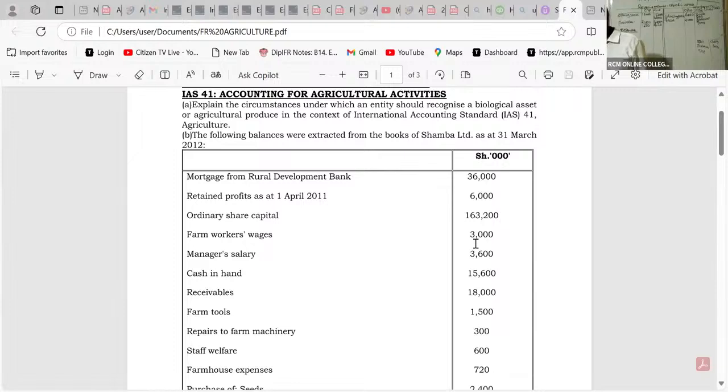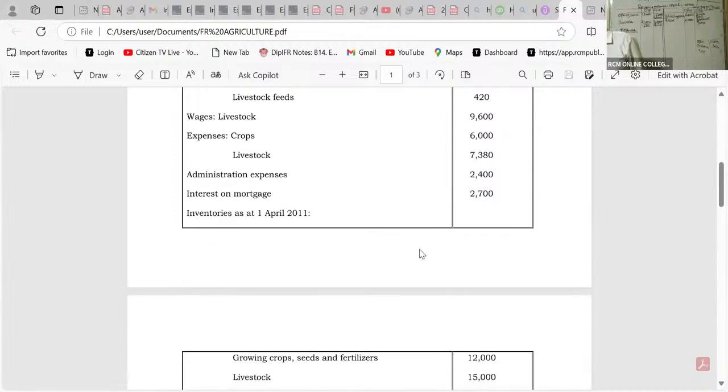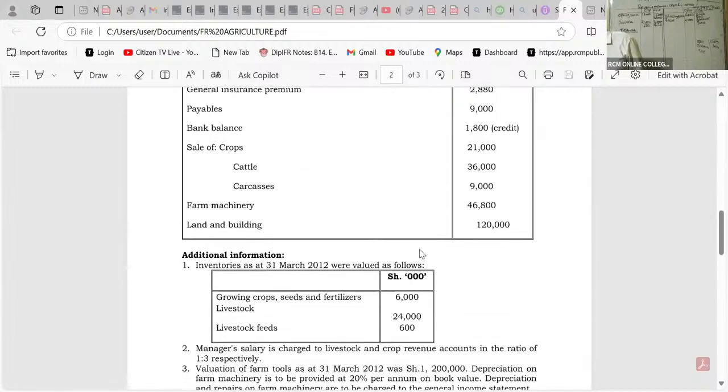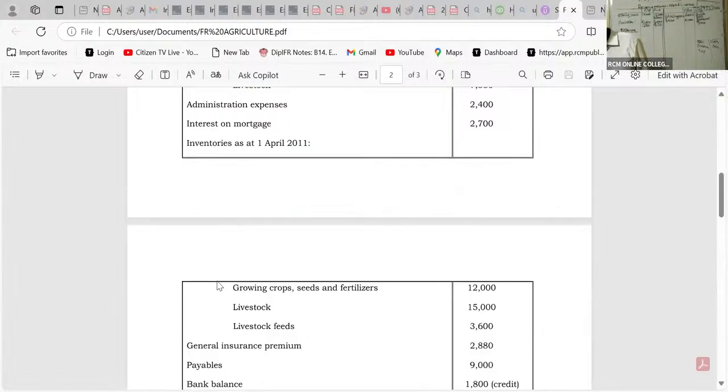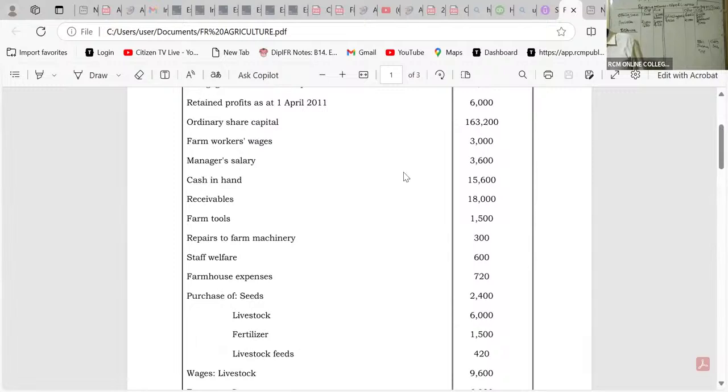No. Manager's salary, we are given manager's salary, ladies and gentlemen, which is 3,600. However, for manager's salary, they have given us the apportionment criteria. Right there, look at note number 2. Manager's salary is charged to livestock and the crop revenue accounts in the ratio of 1:3. The manager's salary is 3,600, but this is to be apportioned to the two in the ratio of 1:3. So basically they are transforming these to become specific expenses.